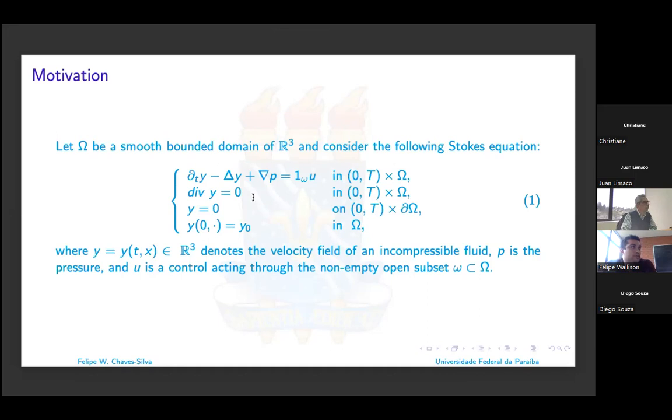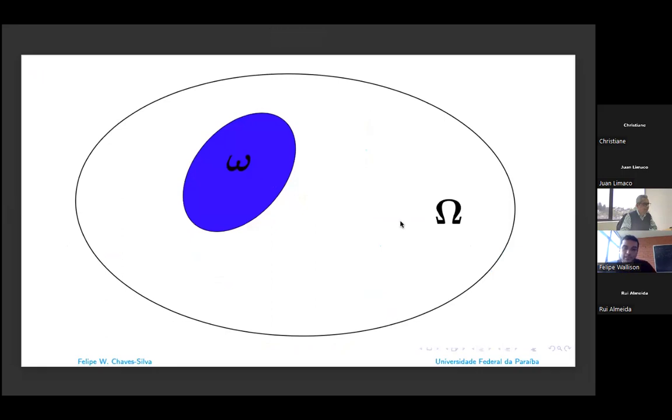So suppose you have the Stokes system, okay? So in R3, so we have three components for the velocity field. So Y is my velocity field. So it has three components, Y1, Y2, and Y3. And here U is a control which is supposed to act in a small subset of the domain. Okay, P of course is the pressure. Okay, so I have the Stokes system, and here, just to be clear, I am working on a domain omega, and my control is acting in a small subset, okay?